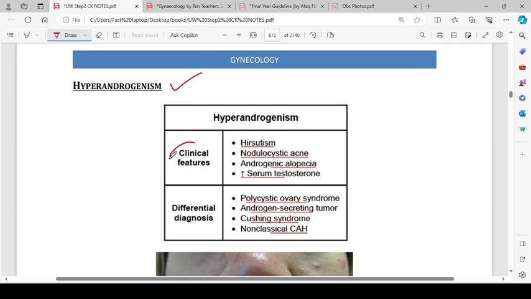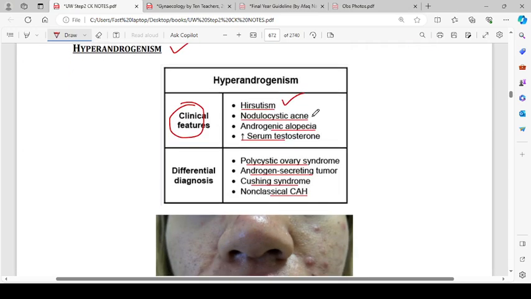Hyperandrogenism. The clinical features are hirsutism, nodulocystic acne, androgenic alopecia, and increased serum testosterone.